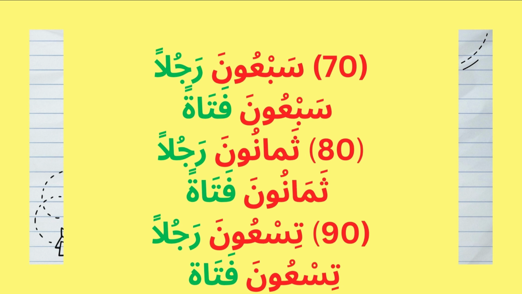And if we want to combine them with the ones, again the ones precede the tens. So to say 91 girls, you would say 91 فتاة. 92 فتاة. 93. Just remember the order of numbers is that the units precede the tens.